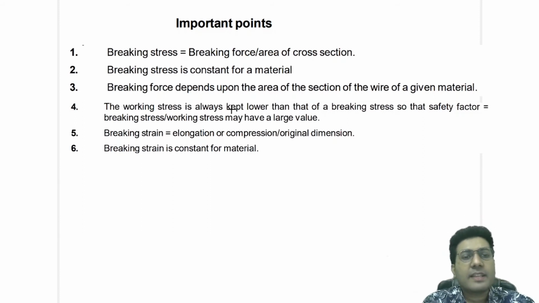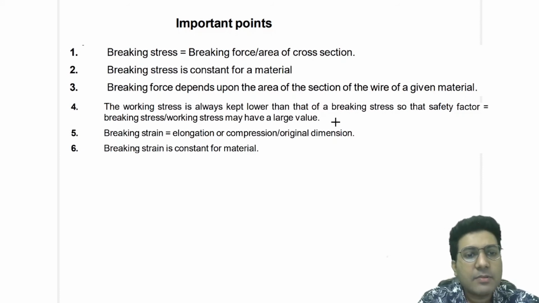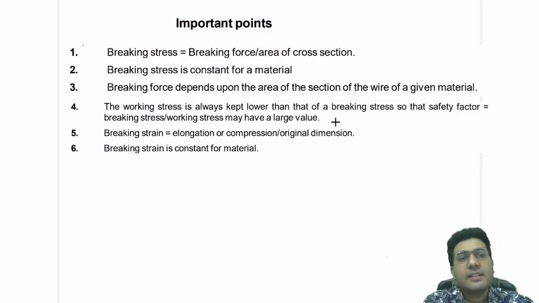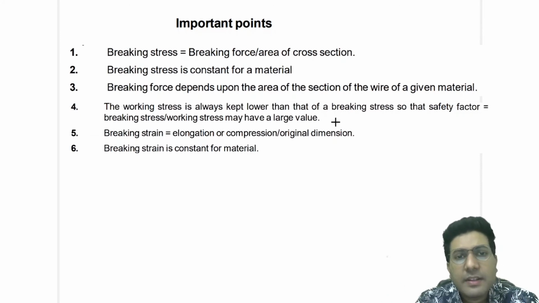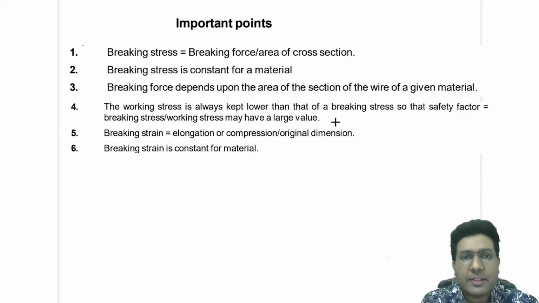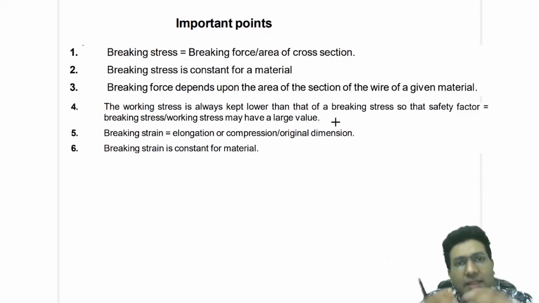The working stress is always kept lower than the breaking stress, so that the safety factor, which is equal to breaking stress divided by working stress, may have a larger value. What we mean here is, suppose the tensile strength of a material, in terms of force, is 100 Newton, but the force that you will apply here will be less than 100 Newton, so that you give a safety factor to it, because there is something called elastic fatigue.